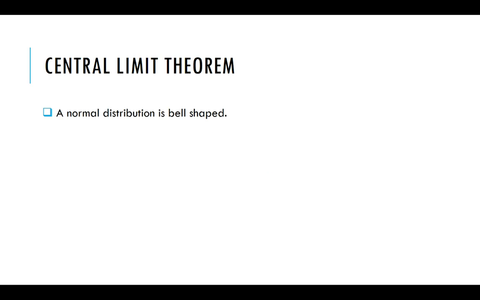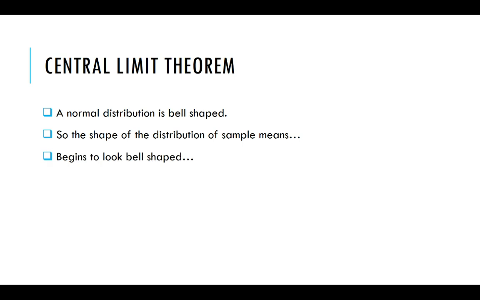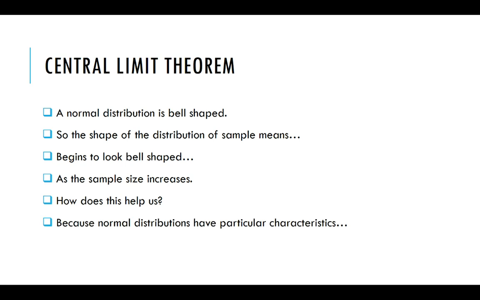Now, you're going to see in a minute that a normal distribution is bell-shaped. So what we're saying is that when we take these sample means, we create a distribution, the shape of the distribution of the sample means is going to begin to look bell-shaped as well. And that's going to happen as our sample size increases, we take more and more samples. So again, how does this help us out? Because normal distributions have particular characteristics, and that allows us to use that information.